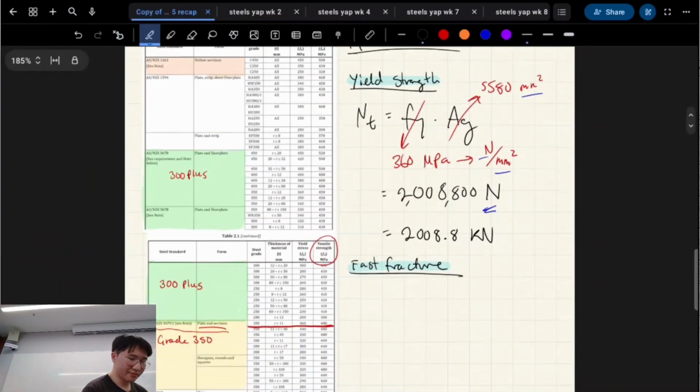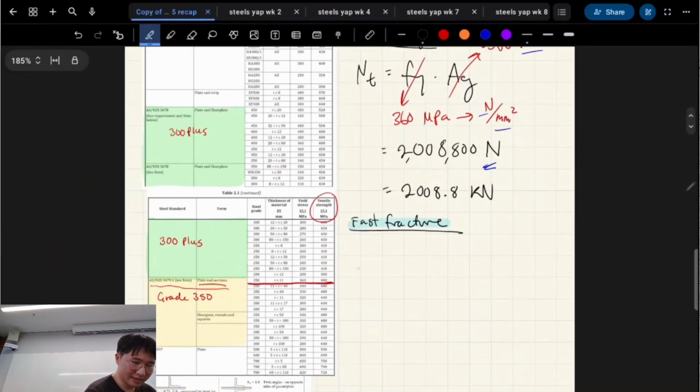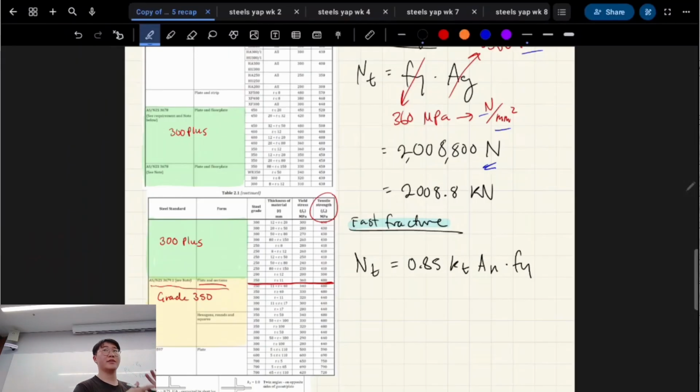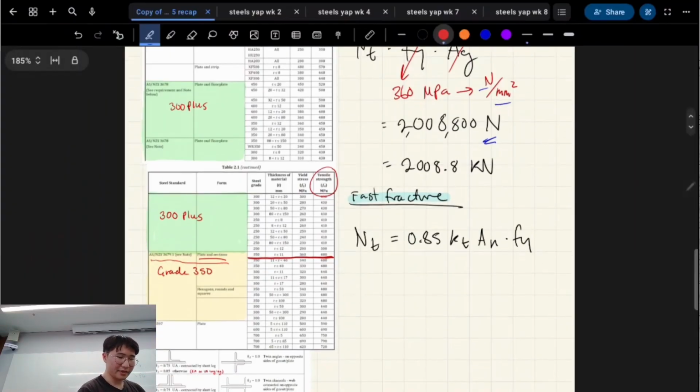Okay. Fast fracture. This is just a different failure mode in tension. It has a different equation. So KT is a correction factor. I'll come back to that. AN is your net area after removing the bolt hole area, right? And then FU, that's not FY, that's FU. This is 480, so it's a high number, right?